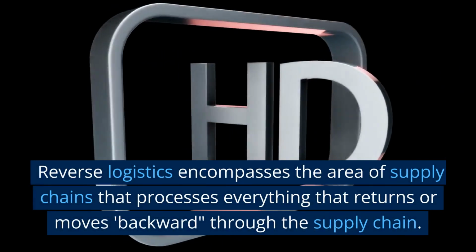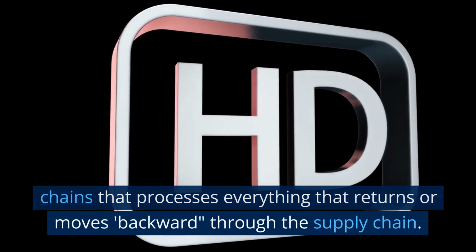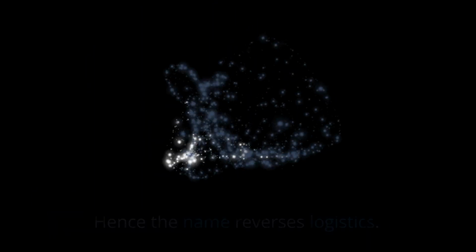Definition of reverse logistics. Reverse logistics encompasses the area of supply chains that processes everything that returns or moves backward through the supply chain. Hence the name reverse logistics.